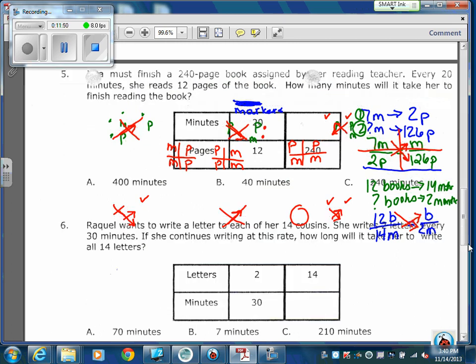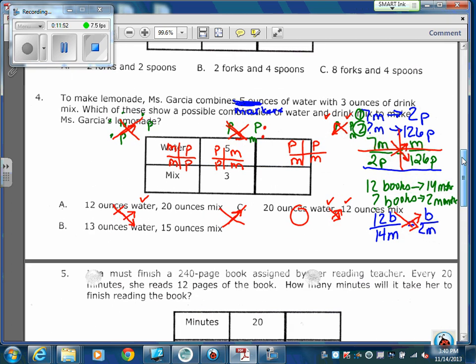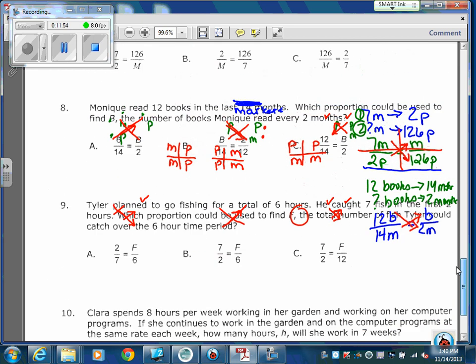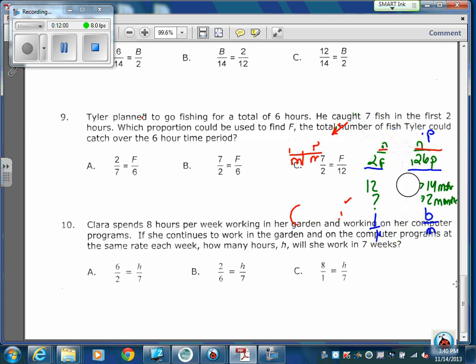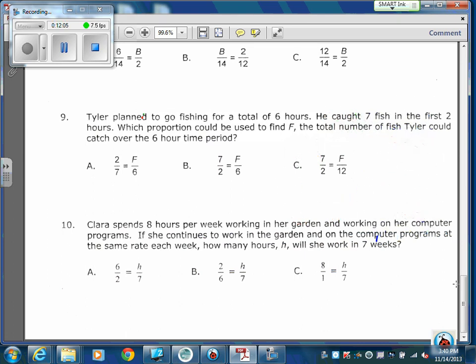Okay, try number 9 on your own. Pause the video, try it, come back and check with me. Okay, so this one we have a total of 6 hours. He caught 7 fish in the first 2 hours. Which proportion could be used to find the total number of fish in 6 hours?